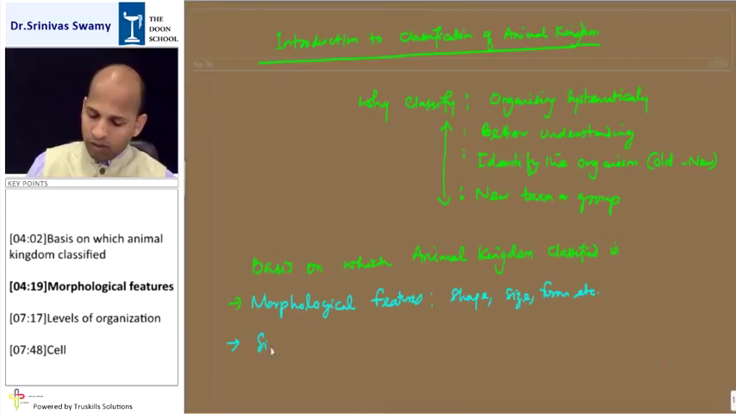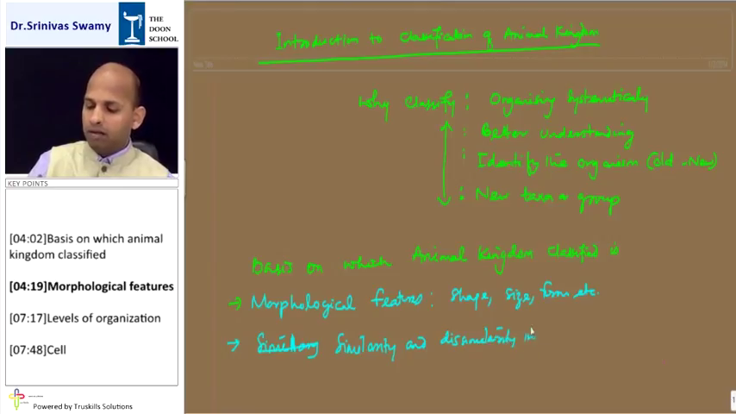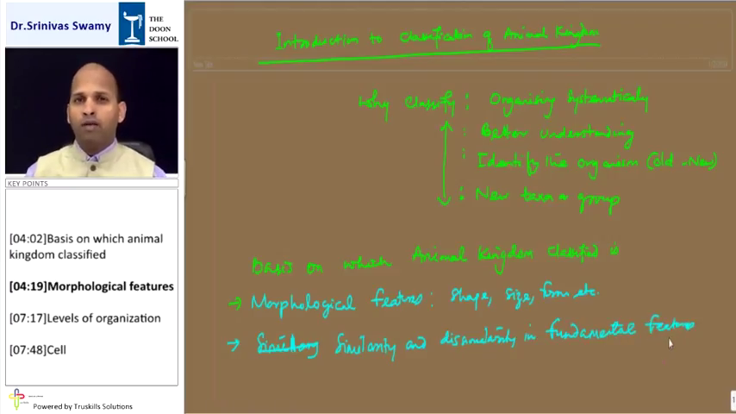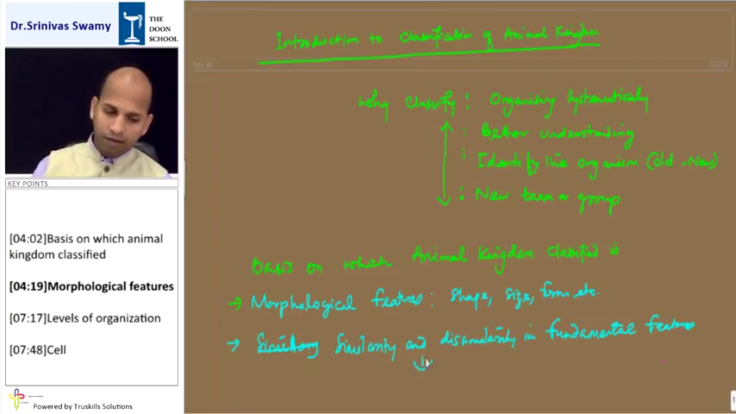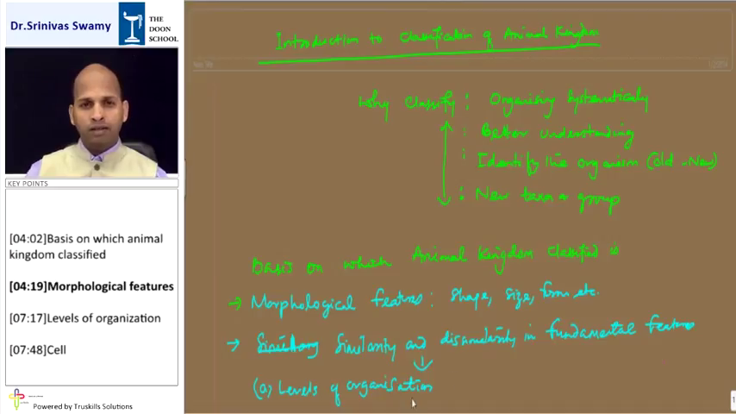The second aspect that is looked into is the similarity and dissimilarity in some fundamental features in different animals. Now, what are these fundamental features that we generally talk about? The fundamental features can be levels of organization, which we will discuss in brief in the coming sessions, like cellular level, tissue level and all. The second one is symmetry of the organism, what symmetry or plane it actually looks at.